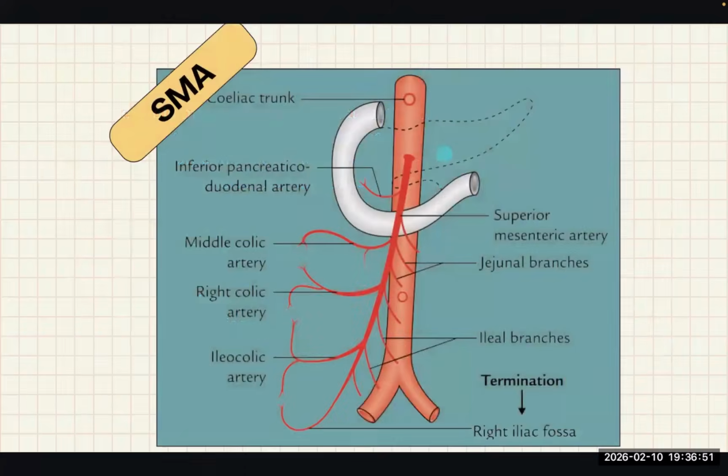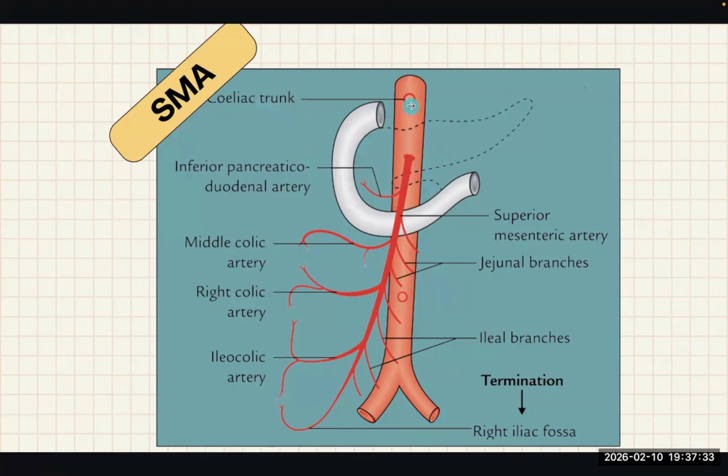All good so far? Okay, so let's move on to our next branch, which is SMA, or the superior mesenteric artery. Okay, what about it? What do we have to know? A couple of things. The first is that it comes out at the level of L1. So it comes out from the anterior aorta at the level of L1.